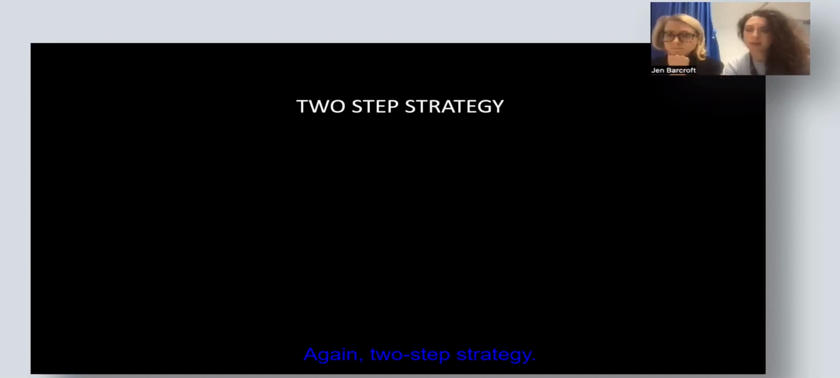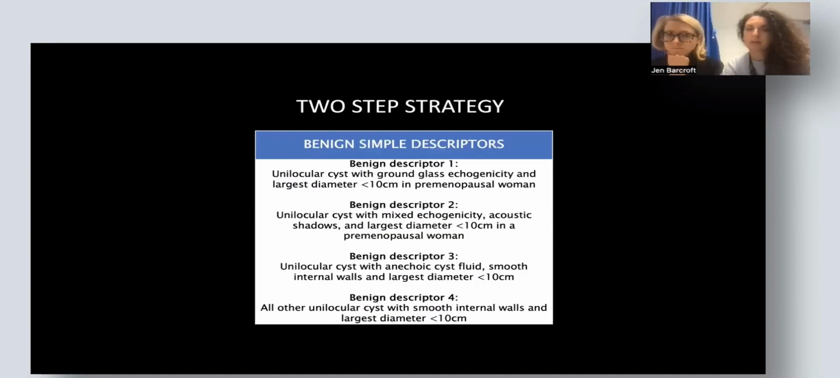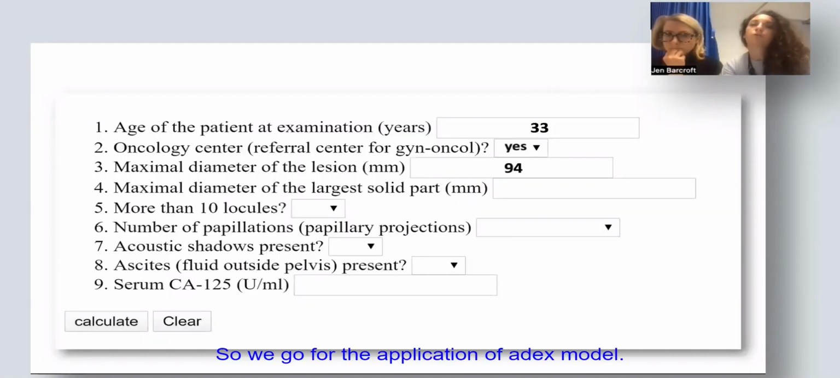Again, two-step strategy. We see first if we can apply benign simple descriptors. Again, we're talking about a multilocular lesion, so benign simple descriptors are not applicable. So this is very easy and very, very quick and fast. So we go for the application of ADNEX model.